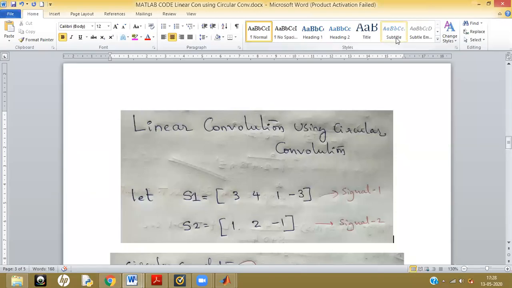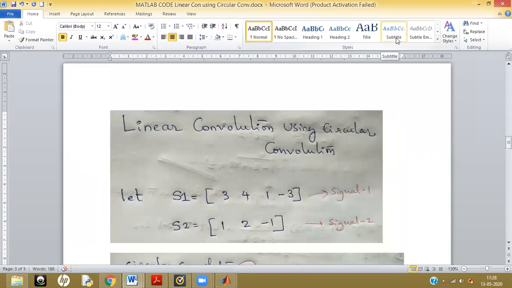Hello everyone, Prashant here. I'm going to teach you this simple experiment of conducting the linear convolution using circular convolution. This is one of the experiments in our MATLAB based digital signal processing lab.